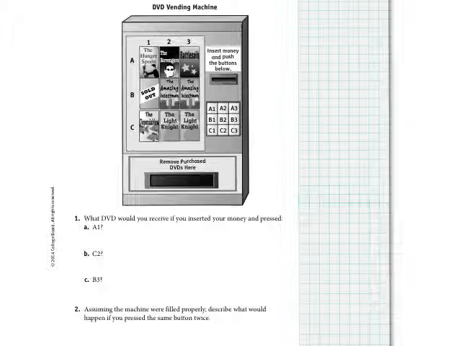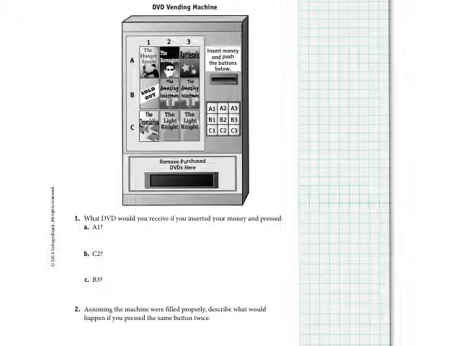So we have this idea of pushing a button and something comes out corresponding with that button. If I hit C2, let's see, the Light Knight would come out. If I hit B3, the Amazing Insect Man would come out. Okay, so we have this idea of all these buttons that we're pushing and a corresponding DVD that comes out, if this machine was functioning properly, because that's what we're going to talk about today: functions.